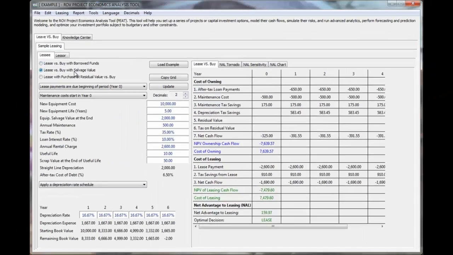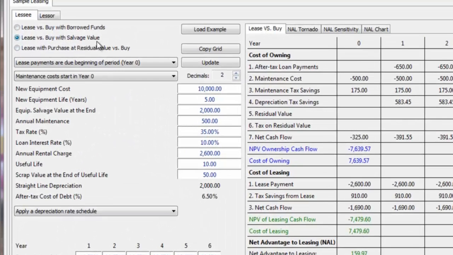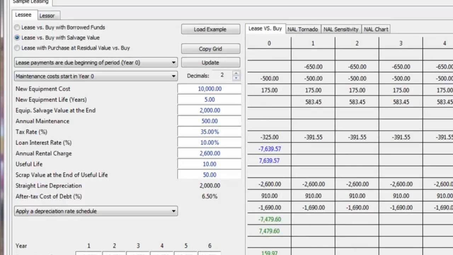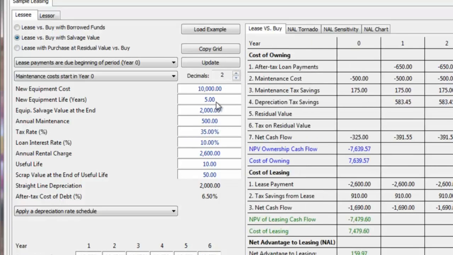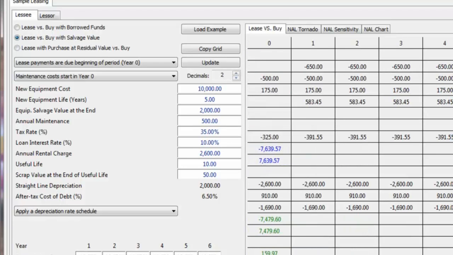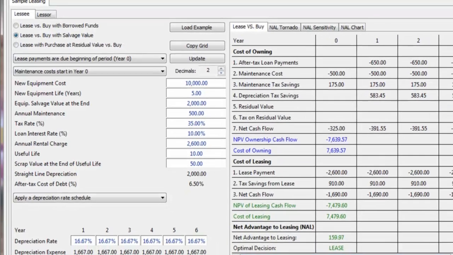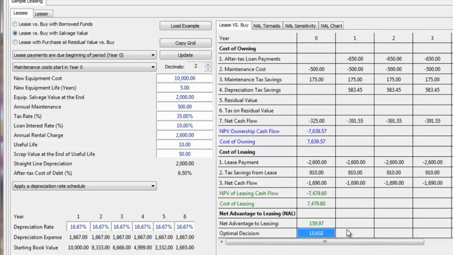Now you can do the same thing for lease versus buy with salvage value, and again you can do as many years as you want to. In this example it's just 5 years, that should be sufficient. And what we are seeing in this example is that you should be leasing in this analysis. So there's some depreciation, tax savings, there's a residual value because there's going to be some salvage value, maintenance costs and so forth, but in the end you're better off just leasing this equipment.